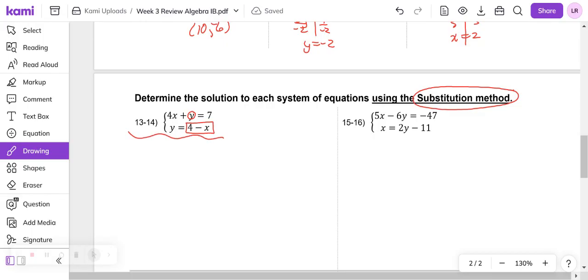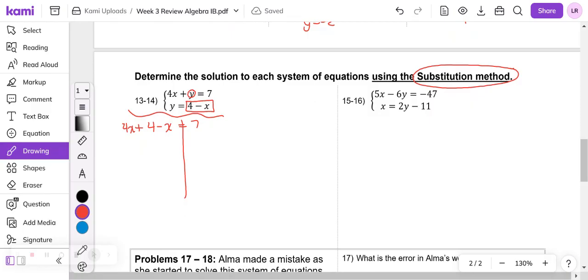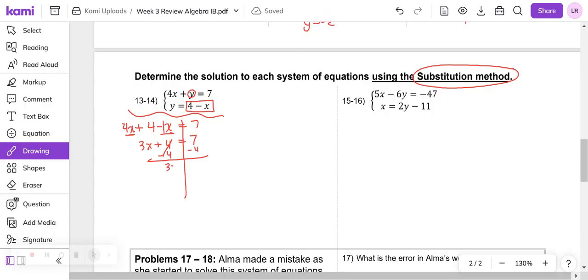Okay, so my new equation is going to look like this. 4x plus, and then this is going to take the place of that y. And that's the equation I solve. Now be careful when solving this equation, okay? Because these x's are already on the same side. You just got to put them together. So 4x minus 1x is 3x. And now I can solve. Minus 4. I get 3x equals 3. Divide by 3 and x equals 1.